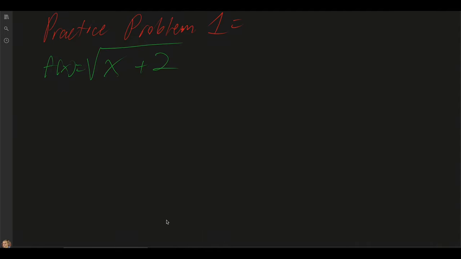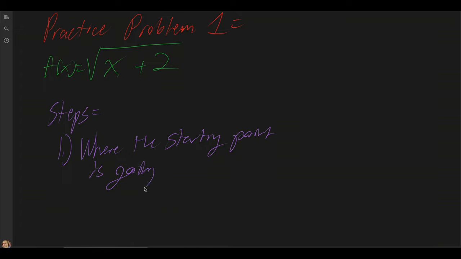Now, to go over our first practice problem, we are given the function f of x is equal to the square root of x plus 2. So in order for us to figure out exactly how this entire graph will be laid out, what we can do to set it up is follow a series of steps. First, we have to figure out exactly where the starting point is going to be. Second, since we are dealing with a square root function, square roots have starting points.